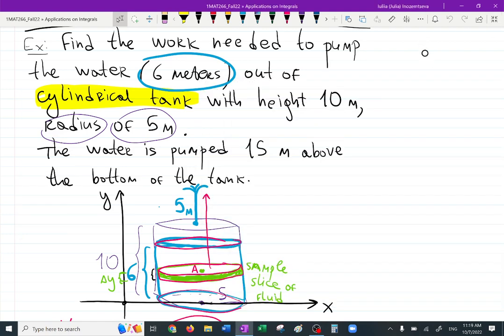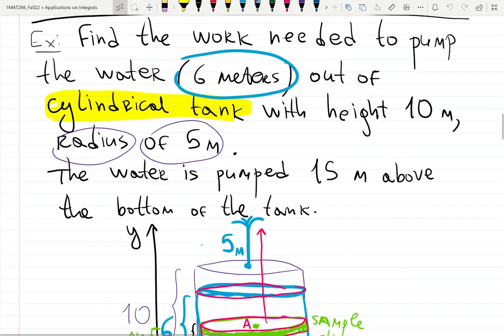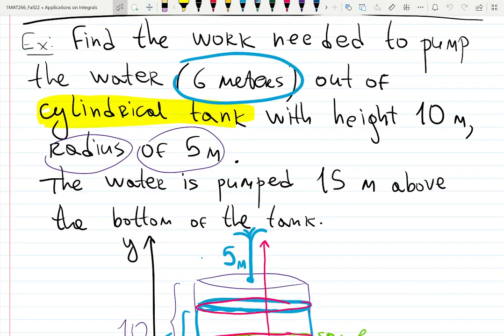Find the work that needs to pump the water. It's not always the water, by the way. You will have chocolate and other liquids too. 6 meters, not complete. So it's not full.